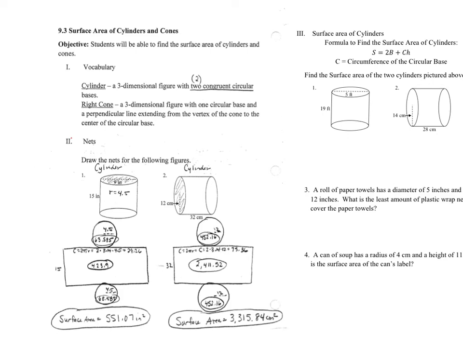Today's lesson is on the surface area of cylinders and cones. So a cylinder is a three-dimensional figure with two congruent circular bases.